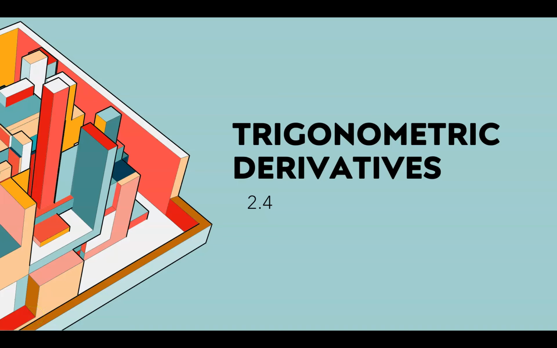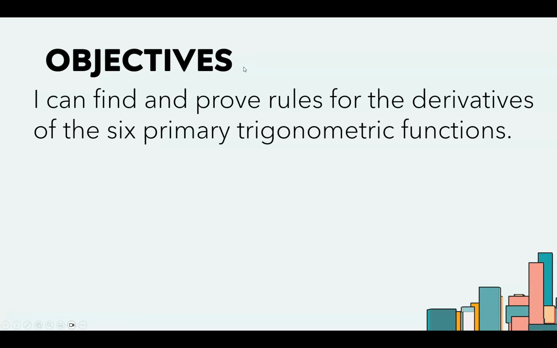Unit 2, Section 4 is on trigonometric derivatives. So by the end of this video, hopefully you'll be able to find and prove the rules for the derivatives of the 6 primary trigonometric functions: sine, cosine, tangent, cotangent, secant, and cosecant.